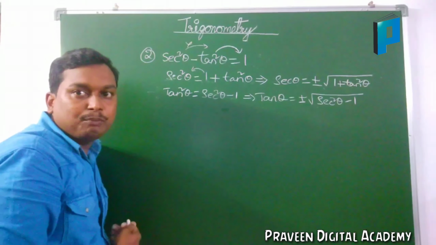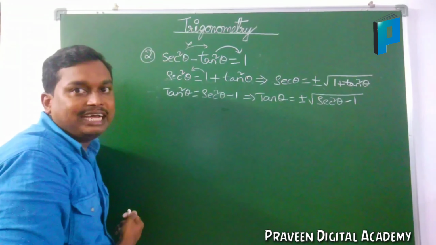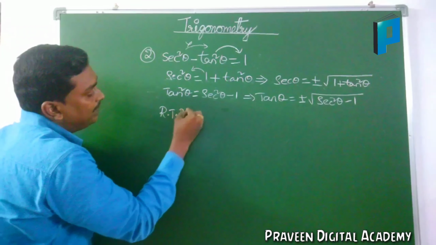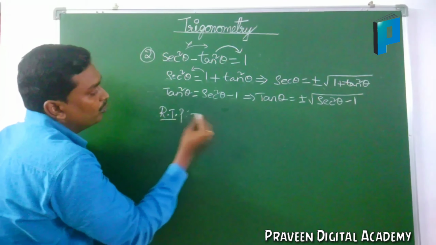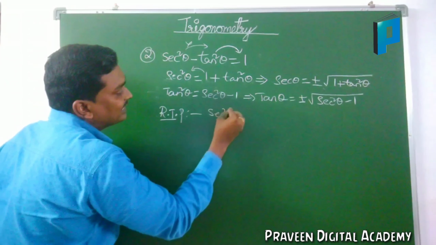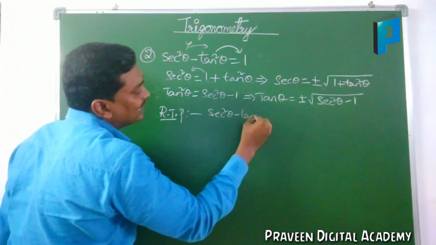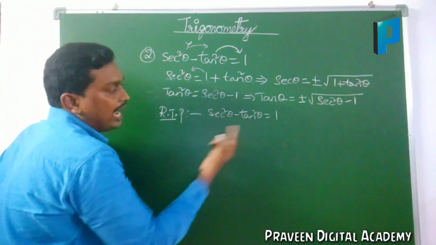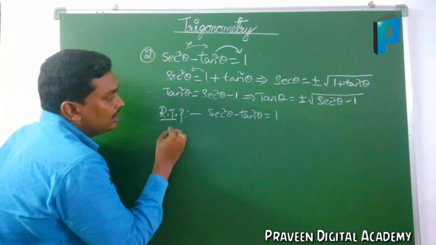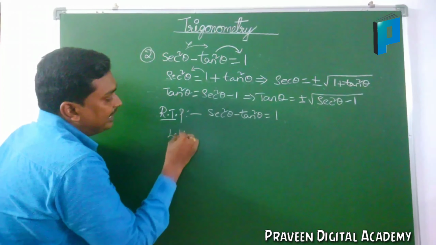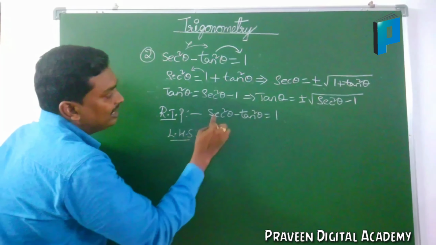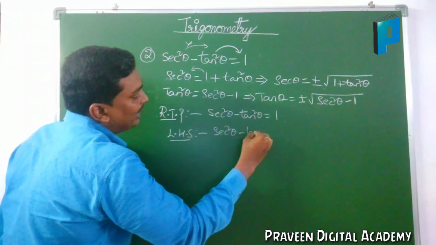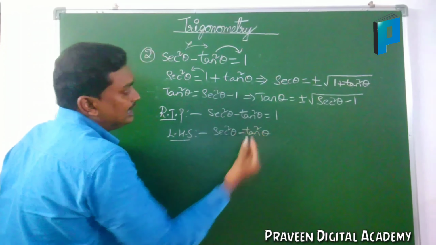Now, let me give the proof of this identity. Here, we should prove RTP, required to prove: sec square theta minus tan square theta is equal to 1. We have to prove this. Here we take the LHS. What is the LHS we have here? Sec square theta minus tan square theta.